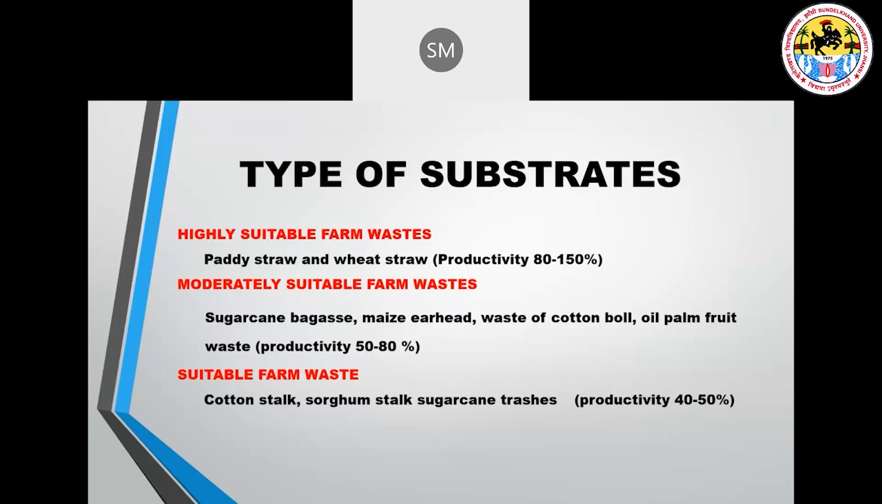Less suitable farm waste, like cotton stalk and sorghum traces, has comparatively less productive or biological efficiency, hardly 40 to 50%, because they are much harder than the earlier described substrates. The earlier ones are paddy straw, wheat straw, sugarcane bagasse, waste of cotton balls and other things. So after selecting any kind of substrate, we can proceed to the cultivation.